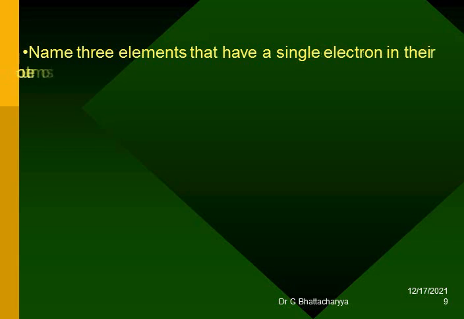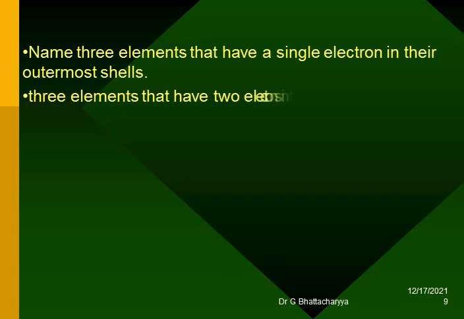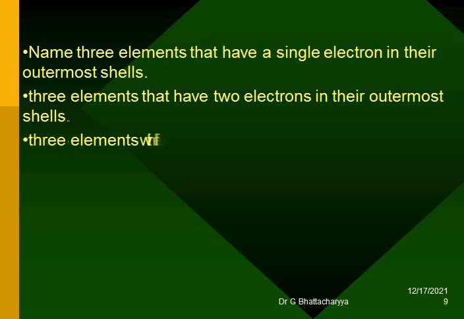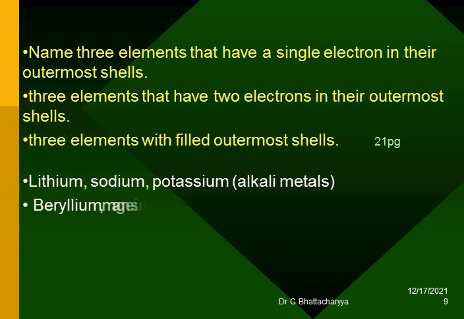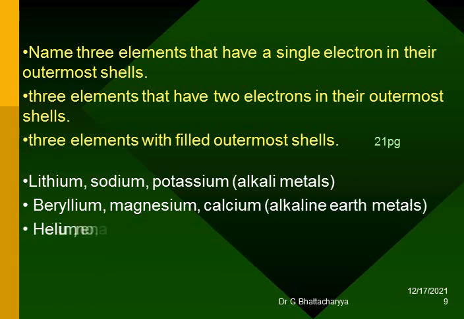Name 3 elements that have a single electron in their outermost shells. 3 elements that have 2 electrons in their outermost shells. 3 elements with filled outermost shells. Lithium, sodium, potassium, alkali metals; beryllium, magnesium, calcium, alkaline earth metals; helium, neon, argon, noble gases.